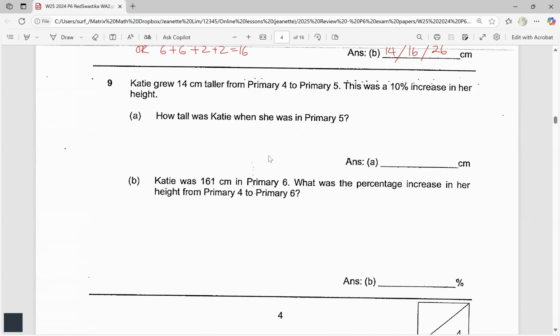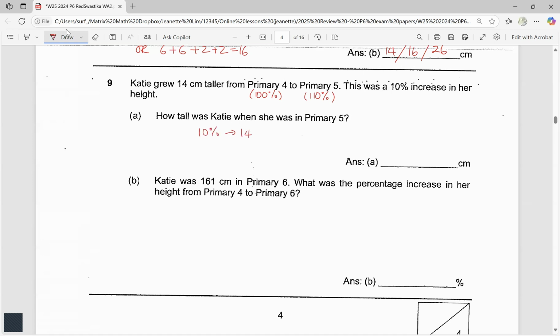Okay, now the key thing is to identify your 100%. So if we're talking about a 10% increase, percentage increase means that the original will have to be 100%. So at P4, it's taken to be 100%. At P5, if there's a 10% increase, that means 110%. So actually, we're trying to find 110%. Okay, so the increase is 10%, which is 14.